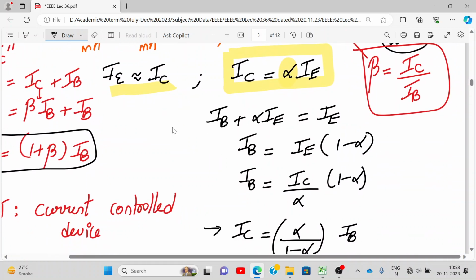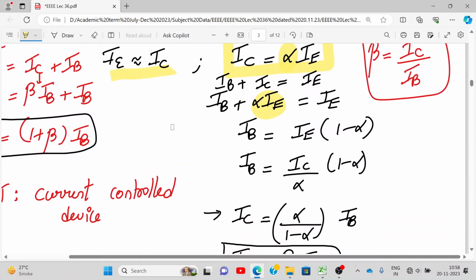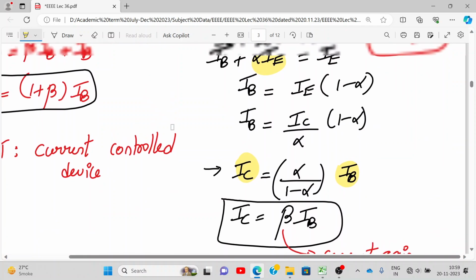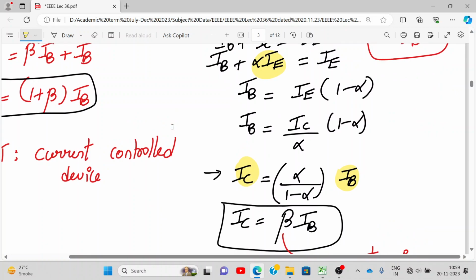Now, one more time. IB plus IC is equal to IE, right? And according to the definition, what is IC? Alpha times IE. So you take IB over here, the rest will be IE into 1 minus alpha. And what is IE again? IC upon alpha. So the relation between IC and IB is alpha upon 1 minus alpha, which is nothing but beta. Please write down these equations.